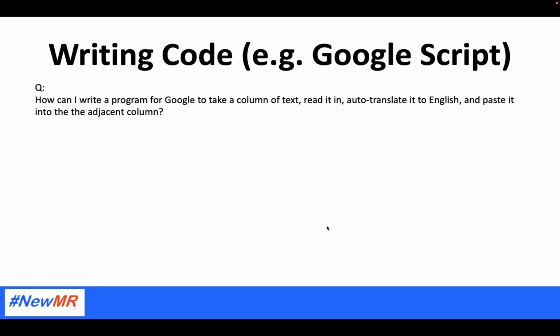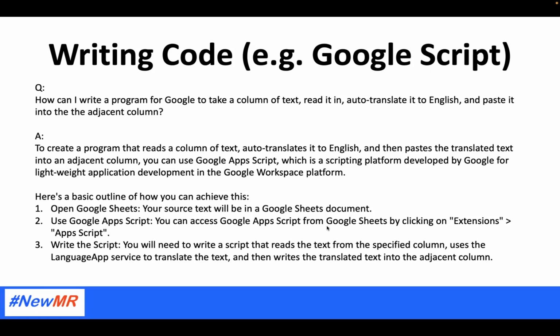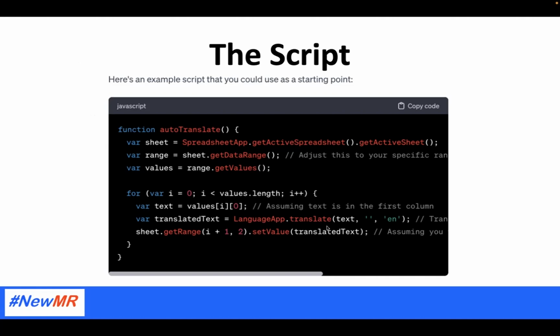Here's a slightly more complicated one. How can I write a program for Google Sheets that will take a column of text, read it in, auto-translate it into English, and paste it into the adjacent column? It says, use Google Apps Script, and it tells me how to set up Google Apps Script. It then gives me the code, and it gives me a little button up there that says copy code. I can copy that and paste it into my Google Apps Script.